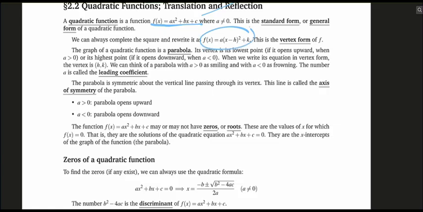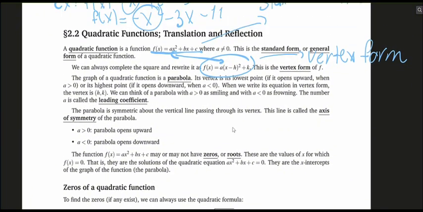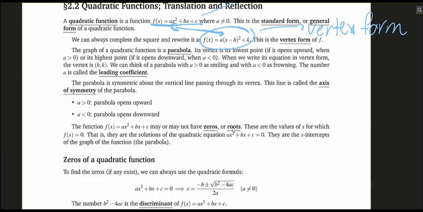This is what you would call the vertex form. And let me just point your attention to something: this A and this A are one and the same. This A and this A are the same A, so that's not a coincidence. The H and the K are different from the A, B, and C, but the A in vertex form and the A in standard form are one and the same.